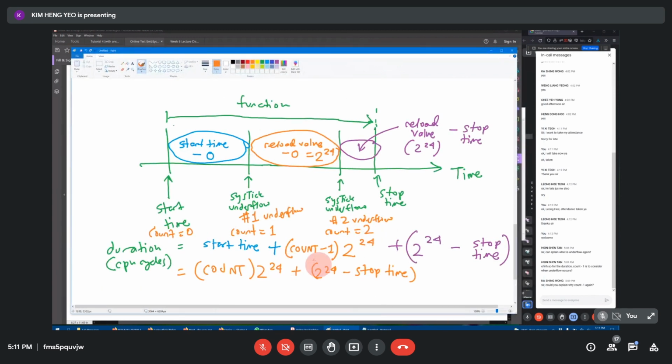You can also write it like this. If you take away the 1, we use start time to absorb the 1, so it becomes like this. Same thing. Identical. Okay?